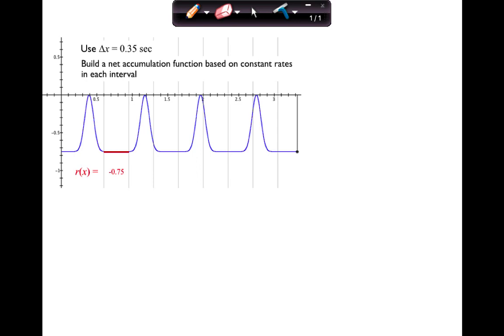So now the next interval is not so easy, right? It's like what one constant rate will mimic that changing rate. I just need to do one. 0? Does 0 kind of encapsulate it? Maybe is that one rate that encapsulates that whole thing? It starts down here at negative 0.75, goes up to 0, and then comes back down to negative 0.75.